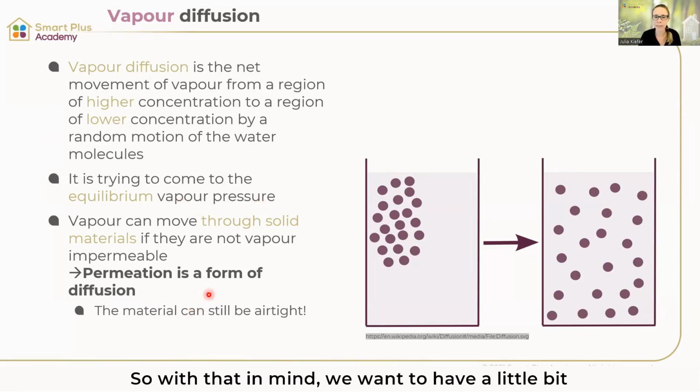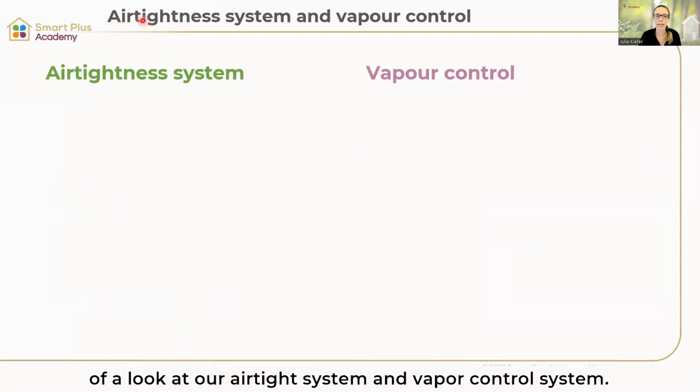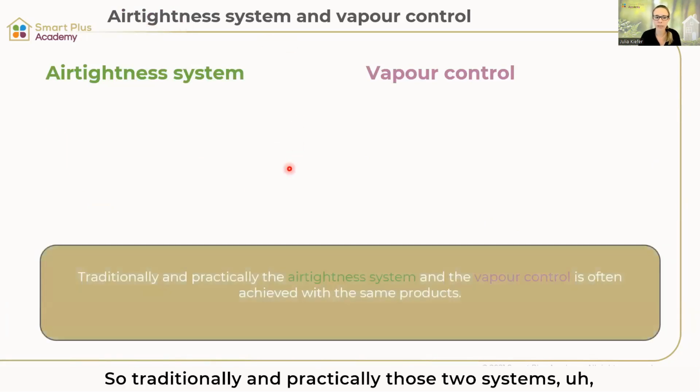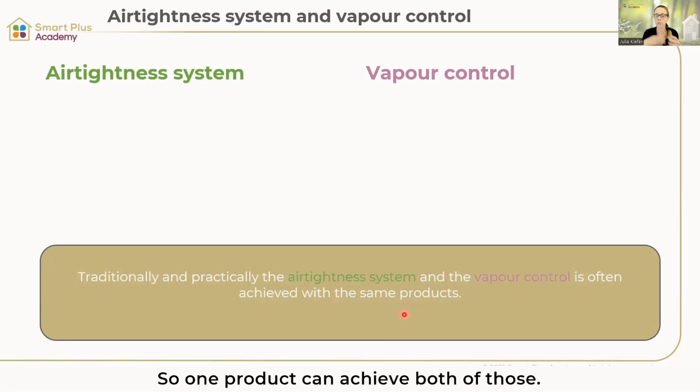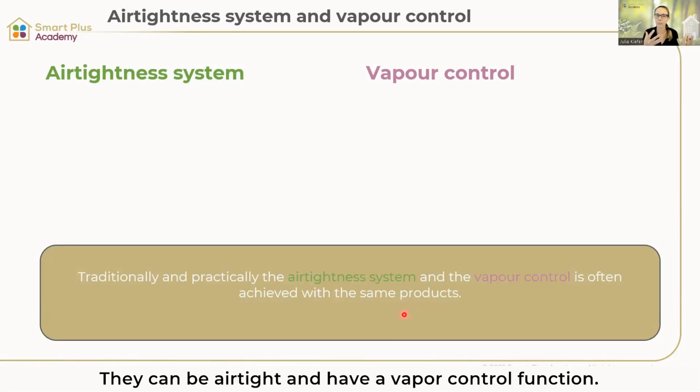So with that in mind, we want to have a little bit of a look at our airtightness system and vapor control system. Traditionally and practically, those two systems, the airtightness and the vapor control systems, are often achieved with the same product. So one product can achieve both of those. They can be airtight and have a vapor control function.